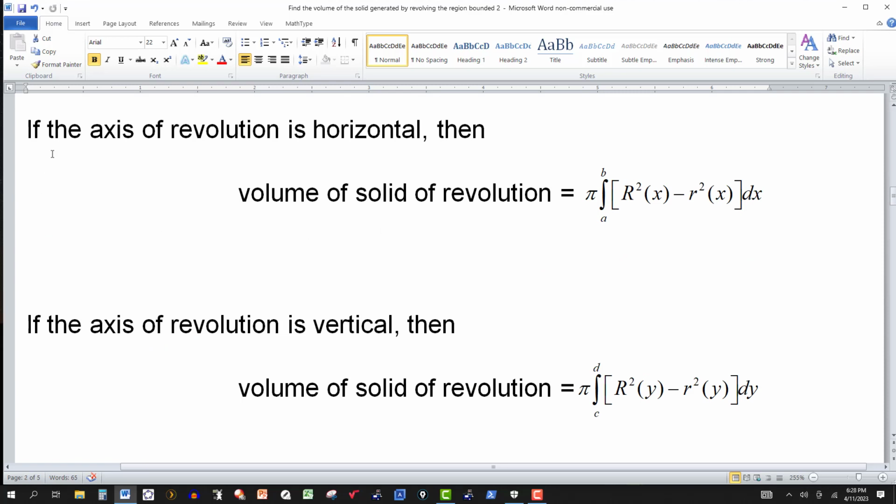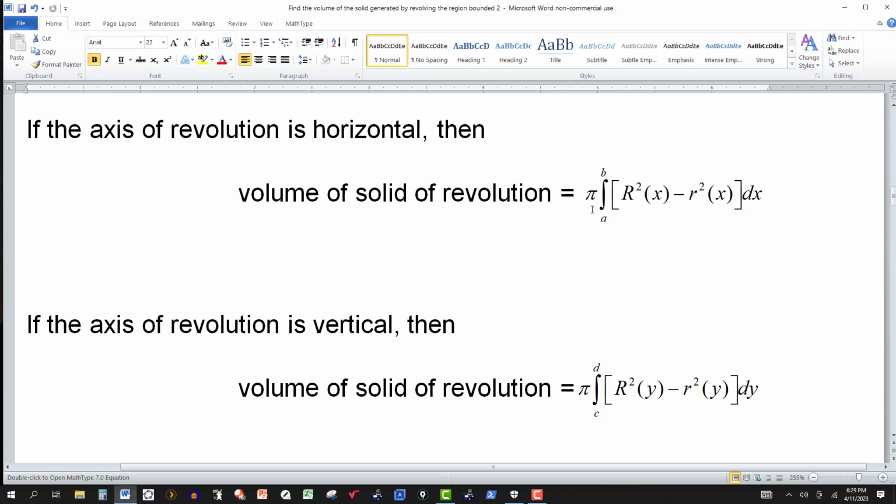Last time we did one involving the shell method. And when you use the shell method, the representative rectangular strip is parallel to the axis of revolution. Today we're going to use the disk method. In this case, the rectangular strip is perpendicular to the axis of revolution. So for the first one here, if the axis of revolution is horizontal, then the volume of the solid of revolution is given by this formula here, pi.